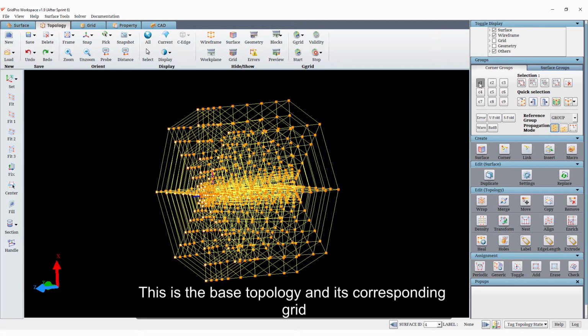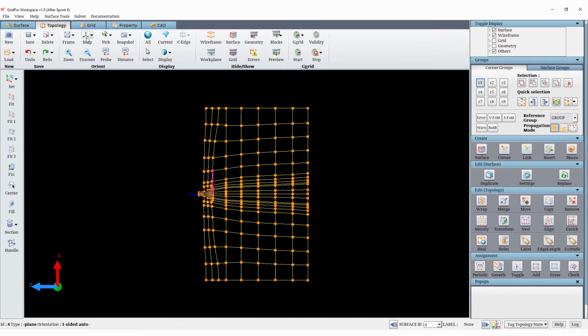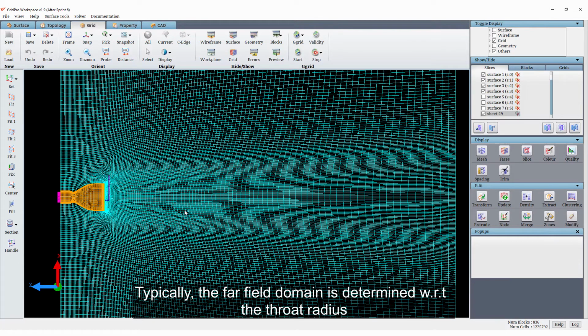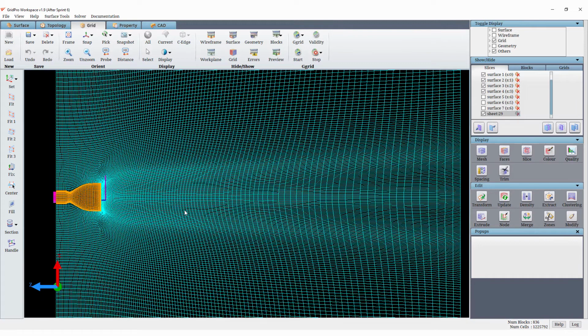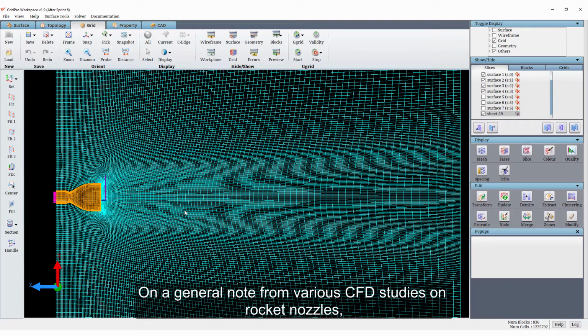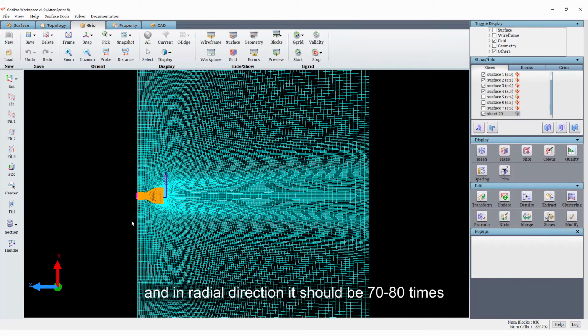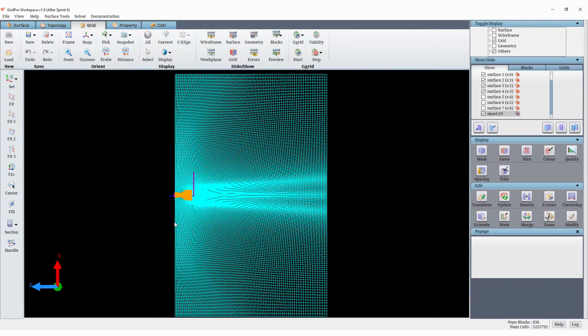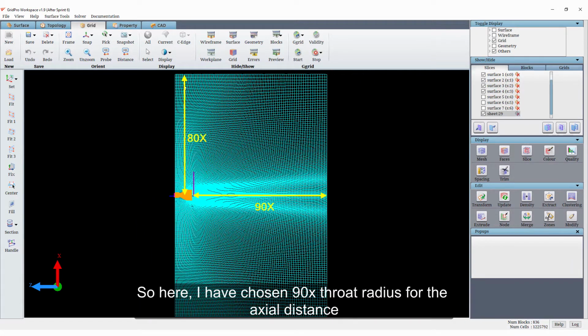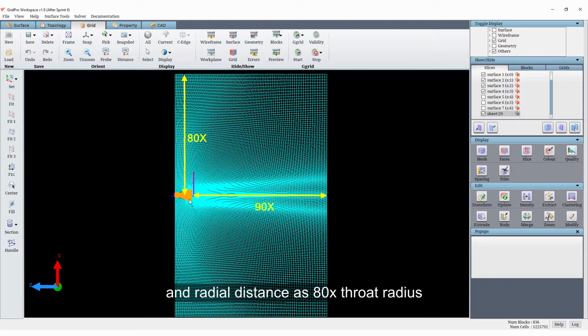This is the base topology and its corresponding grid. Typically, the far field domain is determined with respect to the throat radius. On a general note, from various CFD studies on rocket nozzles, it is understood that the axial distance should be 80 to 90 times the throat radius, and in the radial direction, it should be 70 to 80 times. So here, I have chosen 90x throat radius for the axial distance, and radial distance as 80x throat radius.